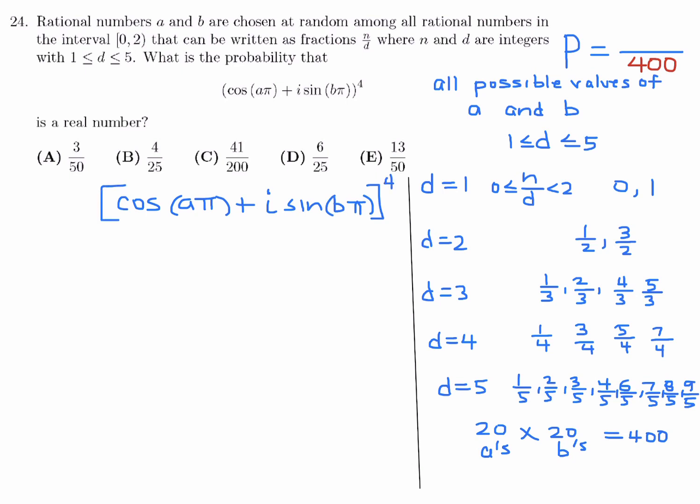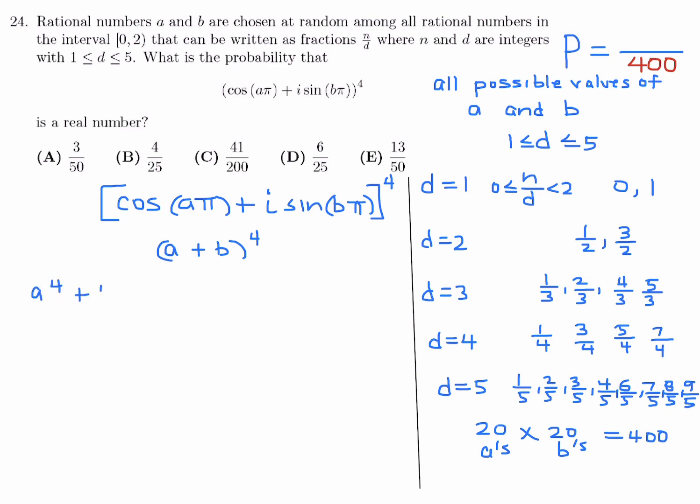So when they say that it has to be a real number, what that basically means is that we want this i, whatever it is attached to, to disappear. Otherwise, it's an imaginary number. So I'm not going to expand this out. I'm just going to expand out (a + b) to the power of 4, where a is this and b is this. So you can probably do that very easily using the binomial theorem.